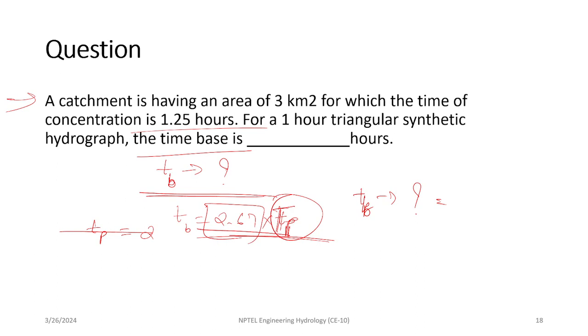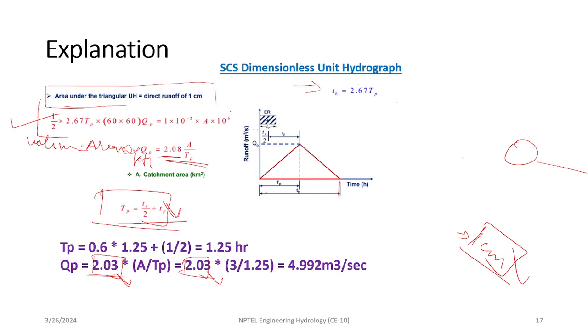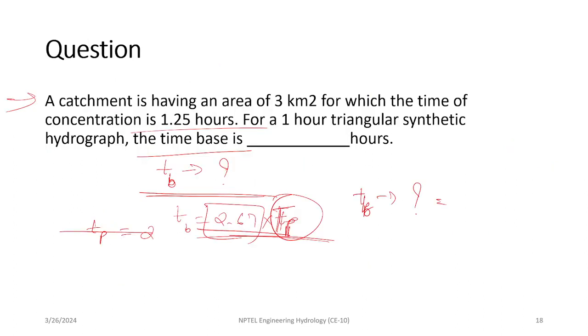So we have to do TR by 2. No, no, no. This is not TR. Okay, plus small TP. In the earlier TR question, you already have the value of TP, 3.25 by 2. How much TP have you calculated? It will be 1.25. So multiply it with 2.67. 1.25 into 2.67, 3.33.